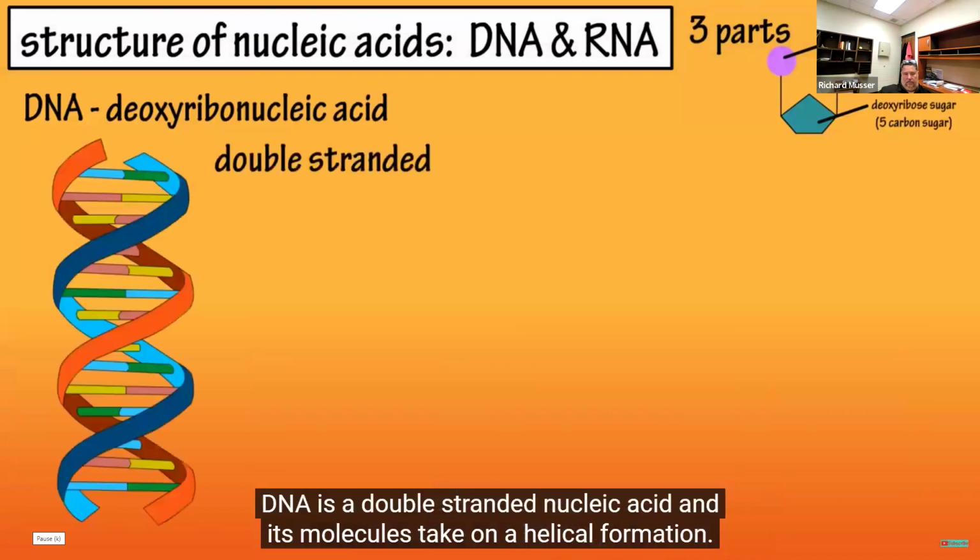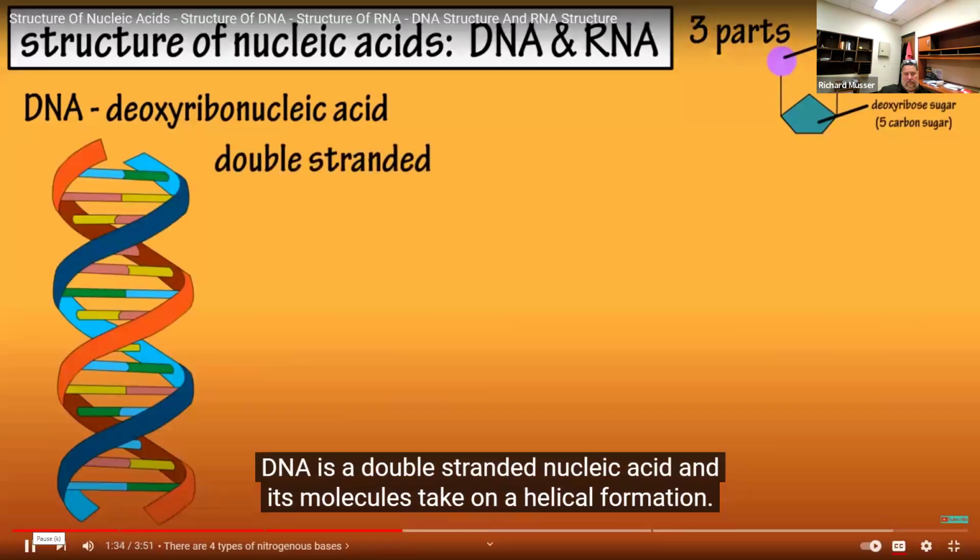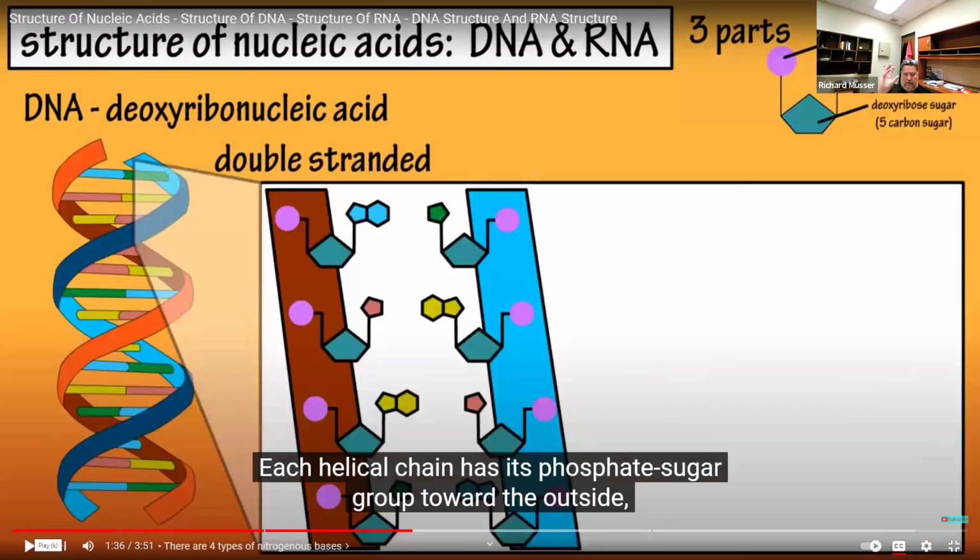DNA is a double-stranded nucleic acid, and its molecules take on a helical formation. Helical is kind of talking about that twisted shape, like if you had 2 strings wrapping around or 2 threads wrapping around each other. And then you'll notice that they go in opposite directions. At least they should be. Let's see what happens in this picture.